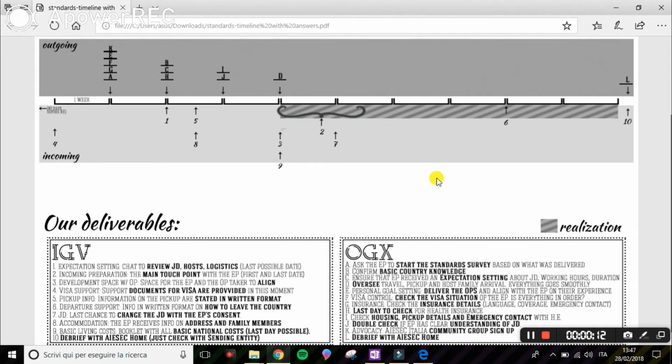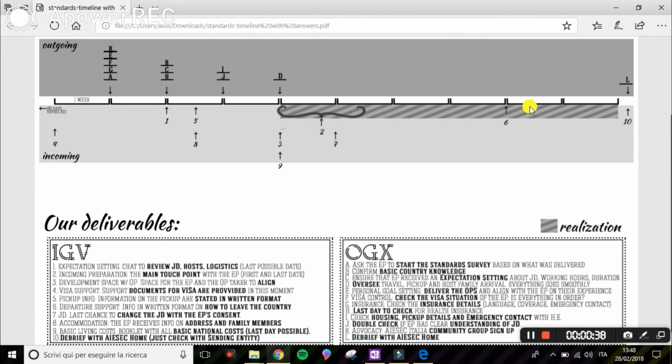Then during the first week, what IGV does is also a check on the JD. So basically the JD should be compliant with what we wrote on the opportunity, because it's what the stakeholders stated in the sales meeting. In this first week, you are entitled to check if actually what is written on the opportunity is happening in the project, and you will ask both the enabler and the EP. Then the realization is going to last for 6 weeks.